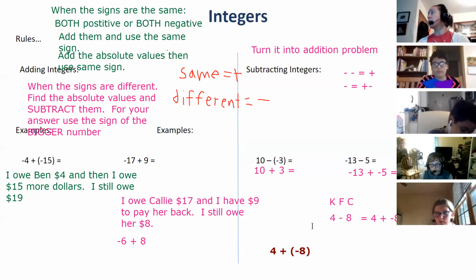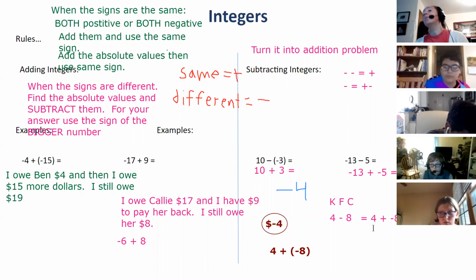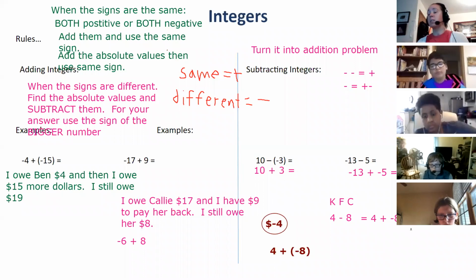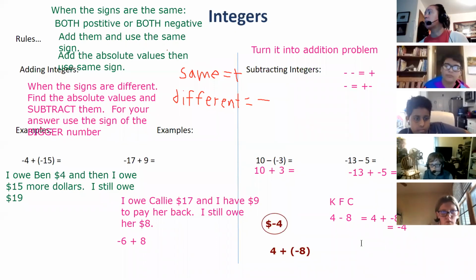Okay, so then what would that be? If I have $4, but I owe Cassandra $8, do I still owe her money? Yeah, we would owe $4. So your answer would be a -4 because it's still money that you owe. Or if you think of it with the rules, you take the absolute value of each of them, so 4 and 8, and then subtract. And then your answer would be negative because that 8 is a negative. Very good. Nice job, guys.